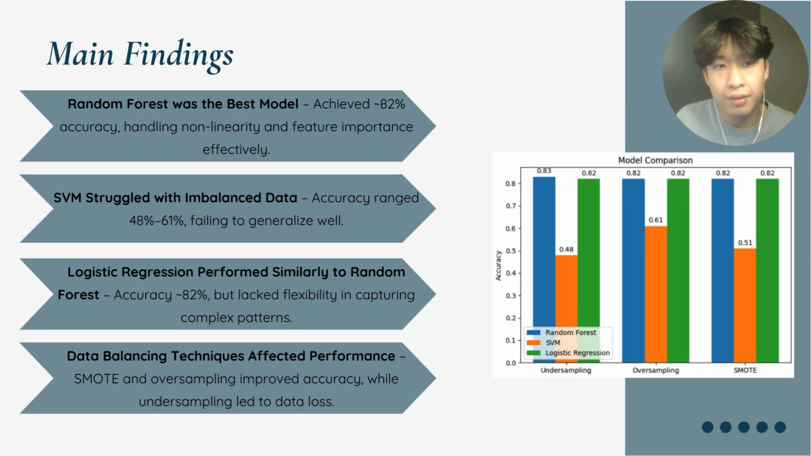So the key takeaway for all the model performances would be that Random Forest was the best model, and SVM struggled with imbalanced data, and logistic regression performed similarly to Random Forest with similar scores. Data balancing techniques affected the performance, where SMOTE and oversampling improved accuracy, while undersampling led to data loss.